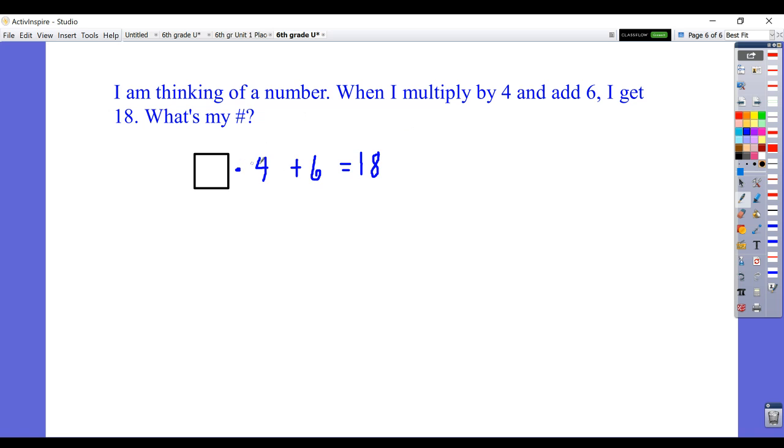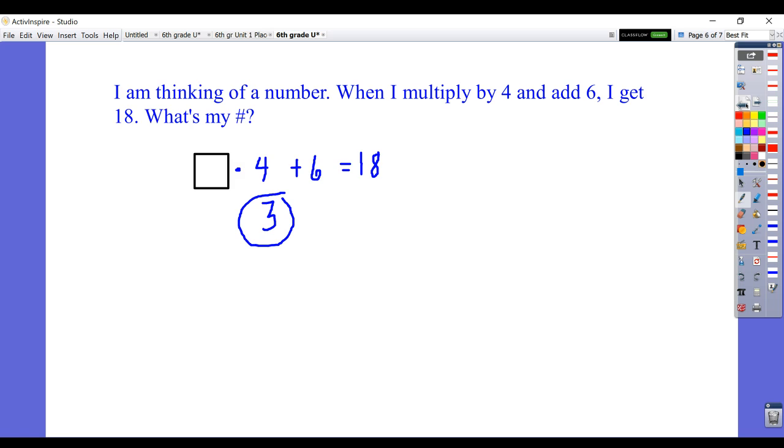And again, you could do a guess and test here. You could try to reason it out. But the correct answer is 3. 3 times 4 is 12. 12 plus 6 is 18. So 3 is the unknown number, or the number that you're thinking of.